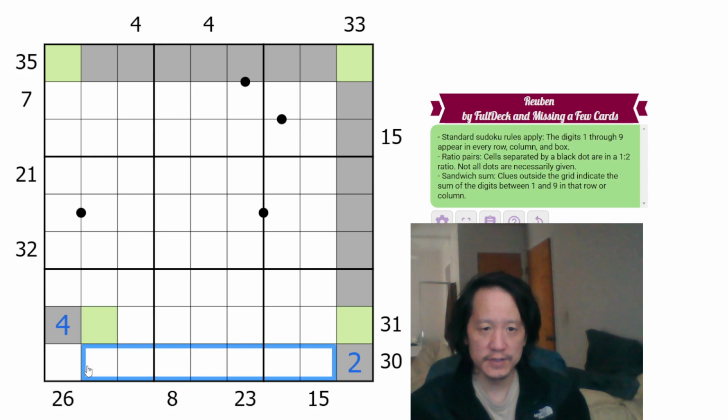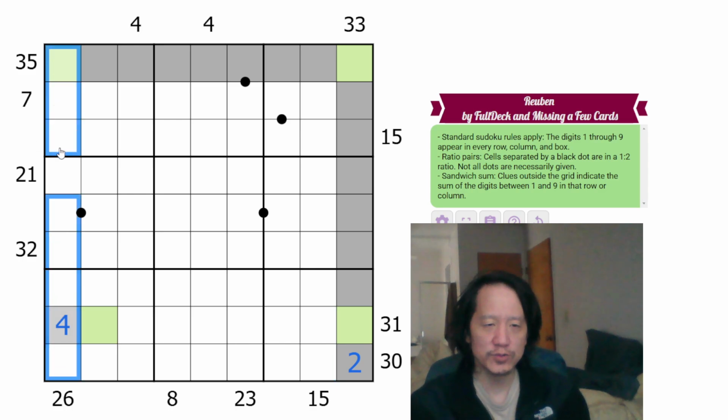Now, what about this, right? If this were not, well, first of all, this is 26 in between the 1s and the 9s. So this cannot be the full set of digits in between the 1 and 9. So this cannot be a 1 or 9.